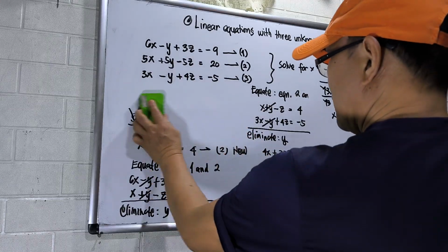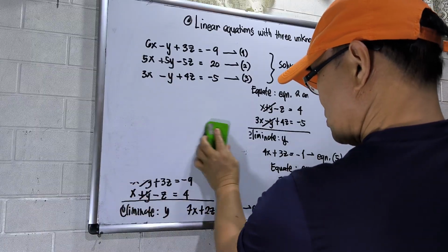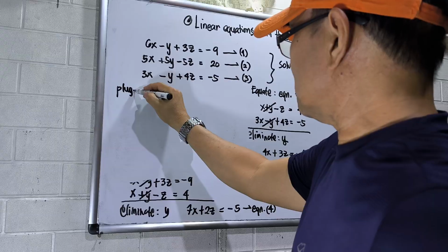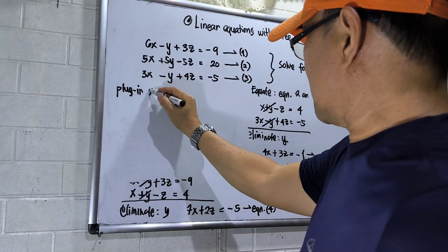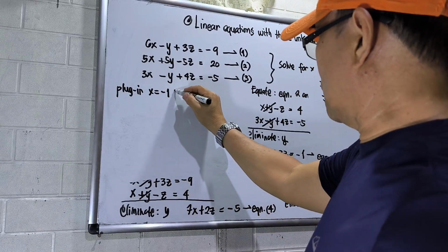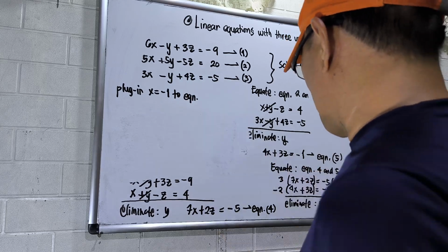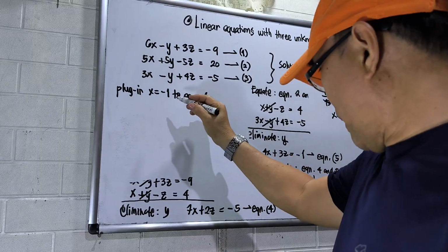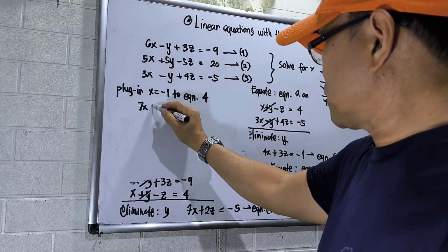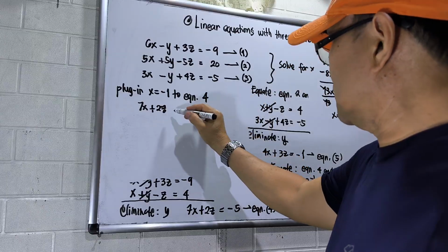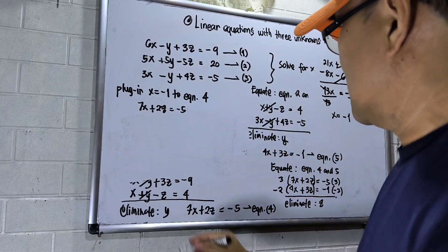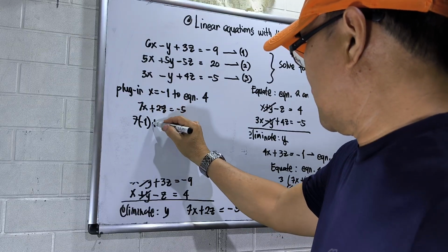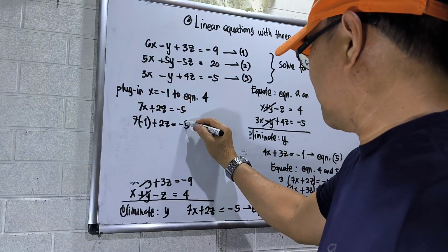Okay, I will erase this one. Allow me to erase in here. Then plug in x equals negative 1 to equation 4 or equation 5. Okay? Let's say equation 4. Equation 4 is 7x plus 2z is equal to negative 5. So, x will be plugged in here. So, this will be negative 1. Then plus 2z is equal to negative 5.